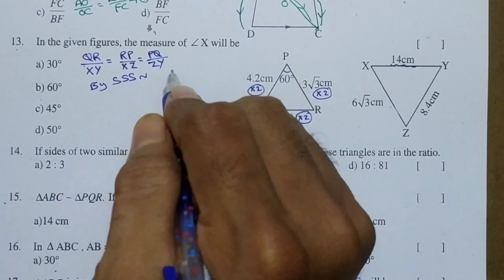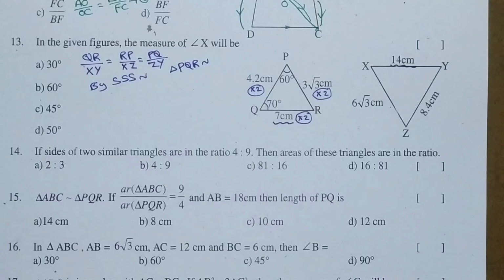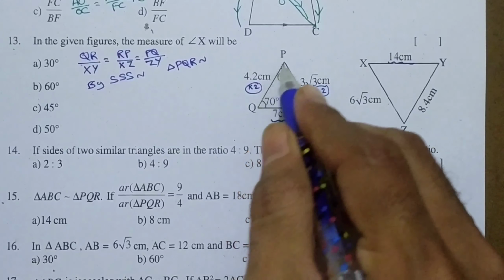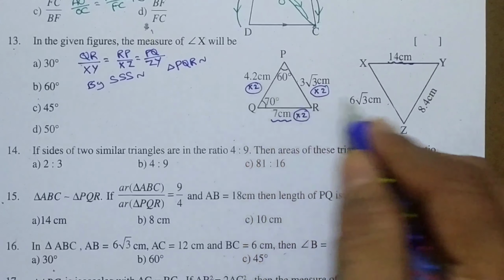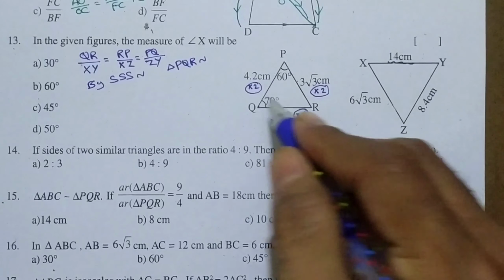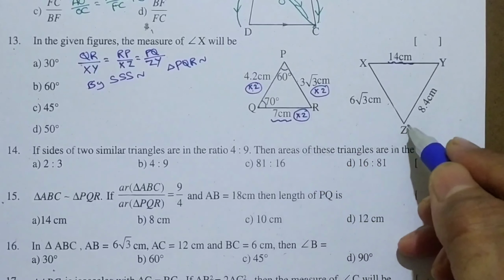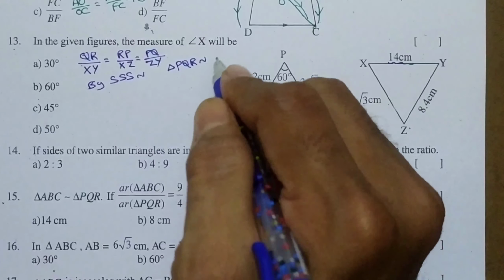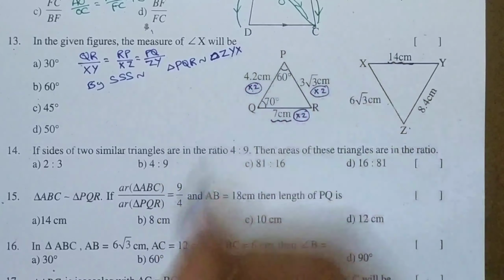we can say that triangle PQR is similar to, here we need to be very careful. See here PQ 4.2, after 4.2 I went to 7. So after 8.4 I should go to 14, double of 4.2 is 8.4, clear. So here I started with 4.2, its corresponding value is 8.4. So ZYX, see 4.2 then 7, 8.4 then 14 and then 3 root 3 and then 6 root 3. So triangle ZYX, these two triangles are similar.